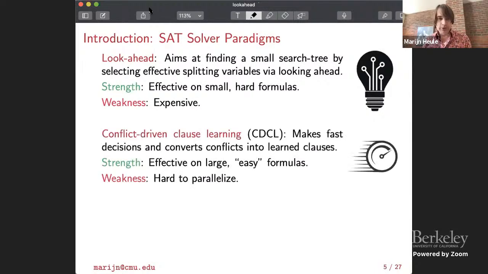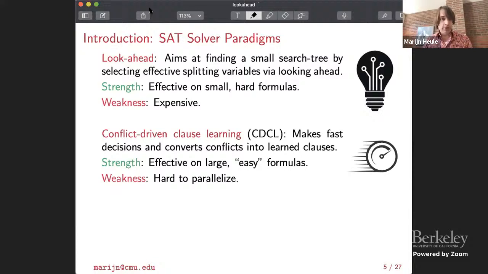CDCL, most of you probably know at least the basics of it. It is not trying to be as smart as look ahead, picking the right decision all the time, but it tries to be fast. So it uses very cheap heuristics to pick a variable and then assigns it, simplifies, again, a simple decision. And only the reasoning starts to really kick in once you hit a conflict. This conflict is turned into a clause, which is added to your database, and we continue.